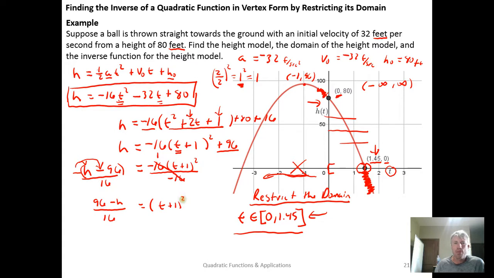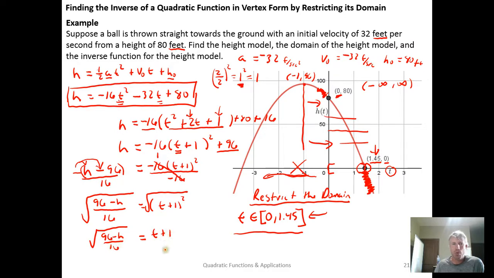And then I'm going to get rid of the squaring here to try to dig the t out. So I'm going to take the square root of this side, and the square root of this side as well. Usually you would do plus or minus. But here I've restricted the domain so that I'm only after the part of the graph that is to the right of the line of symmetry. So I don't need the negative square root. I just need the positive square root. So on the next line down, I get t plus 1 equals the square root of 96 minus h all over 16.